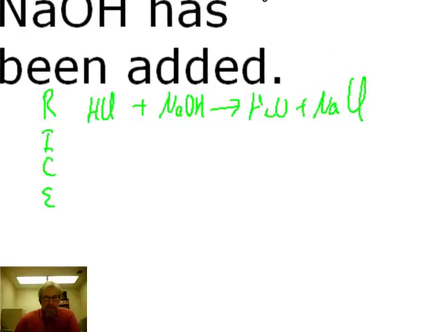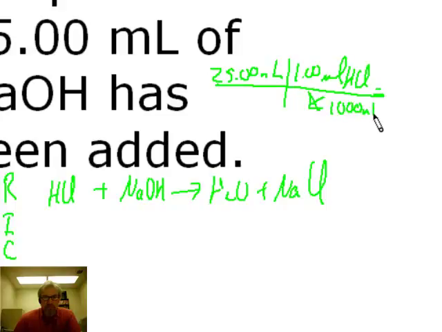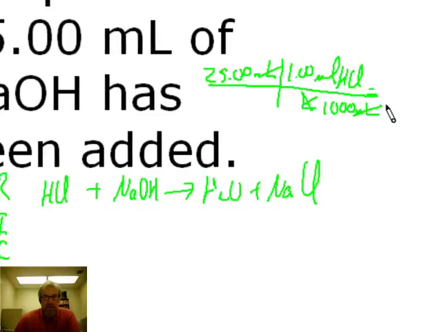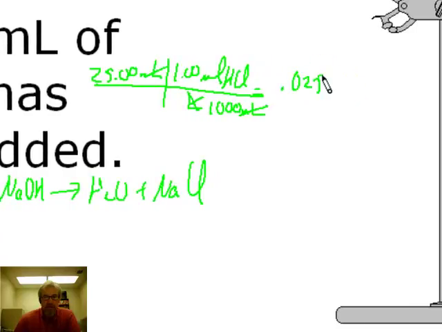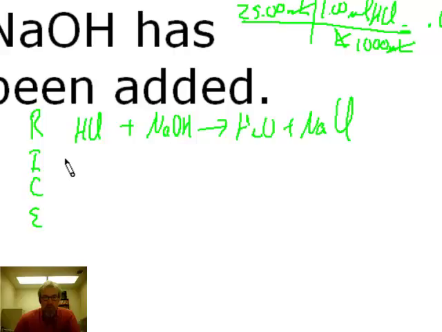We know that we had 25.00 milliliters of our HCl solution, and the HCl solution was 1.00 moles of HCl per liter. But instead of liters, we probably want 1,000 milliliters in here so that we can cancel that unit off. So this gives us 0.02500 moles of HCl that were originally in the flask. So I'm going to put that in my RICE chart for initial, 0.02500 moles.